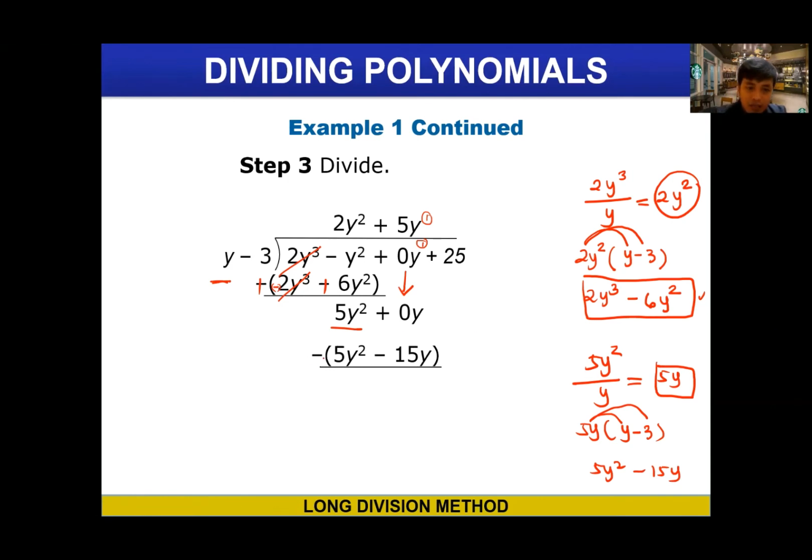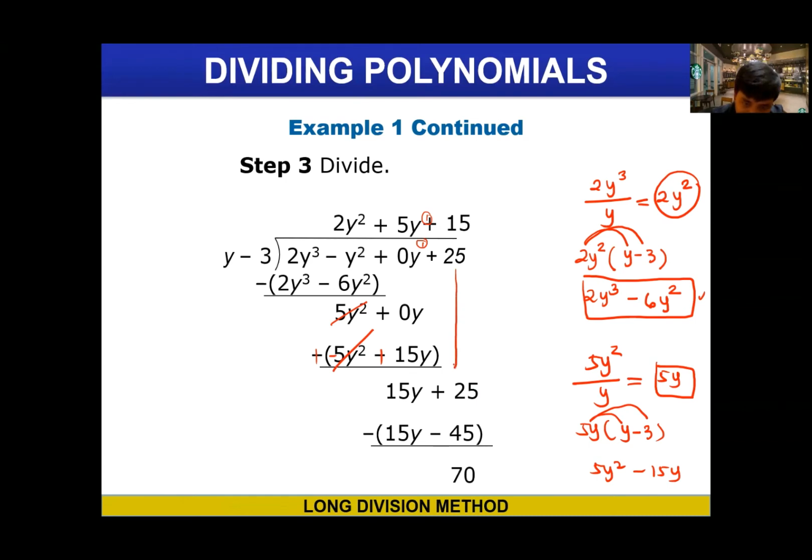Now, again, repeat the process. We will subtract. Subtracting here will give us, this becomes negative, this becomes positive, and then we change to addition. Adding these opposite terms or expressions that we have here, we can cancel that out. And then 0y plus positive 15y is going to be 15y. And then we just bring down this here. That's why we have 25.